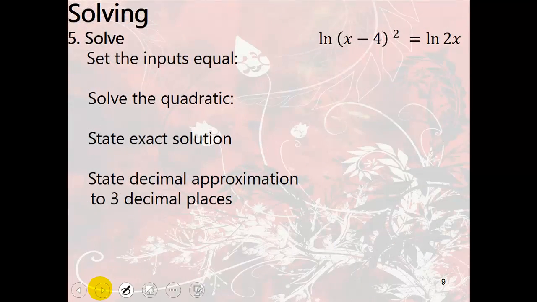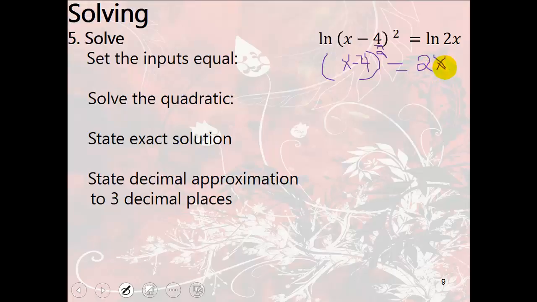This log equation, notice that we have the natural log base e on both sides of the equal sign. So that means that we get to use the equality property of logs, and it says that my two inputs have to be the same, right? So that means x minus 4 squared has to equal 2x, right?